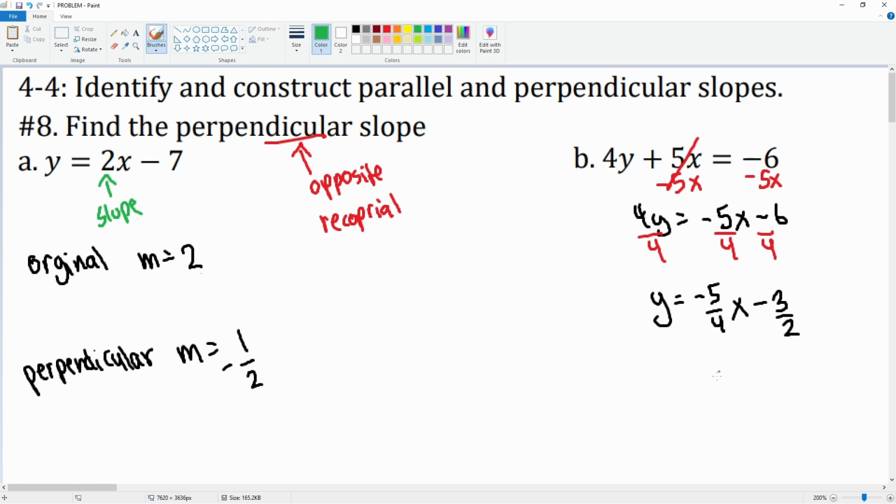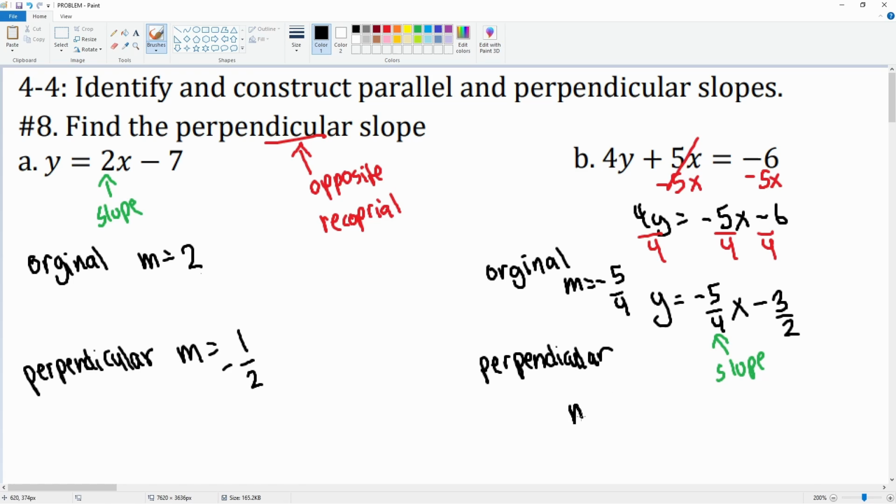Okay, here we can say that this is the slope, so we can write here that the original slope for this problem is m is equal to negative 5 over 4. So the perpendicular slope would be m equal to, so let's flip it. It becomes 4 on top, 5 on bottom, and that negative becomes a positive. So there you go. That would be the perpendicular slope. Make sure you opposite and then reciprocal it. You change the sign and you flip it.